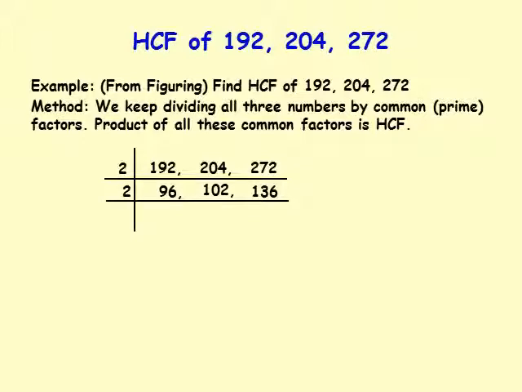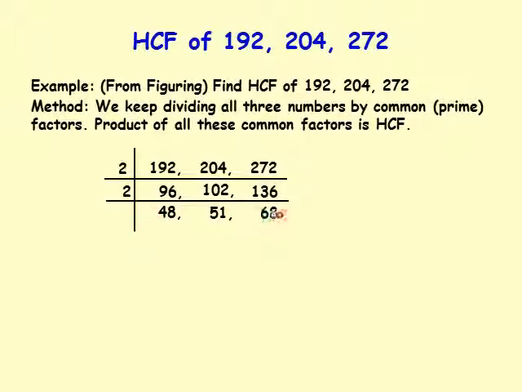Let's continue. When you divide 96 by 2, what do you get? 48. If I divide 102 by 2, what do we get? I got 51. Then repeat the same for 136. I get 68. Now let's look here. 48 is even and 68 is even, so they are divisible by 2. But the middle number 51 is odd, so it's not divisible by 2.